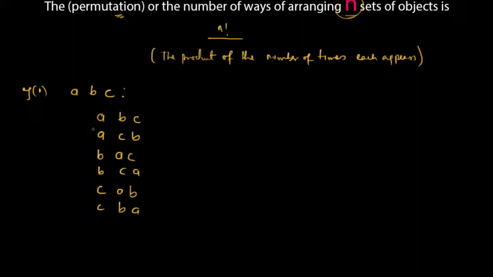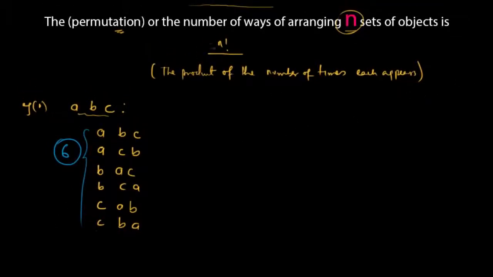So these are the total number of ways of arranging the letters A, B, and C. And when you count them, you have 1, 2, 3, 4, 5, 6. So the number of ways, or the permutation of A, B, C, is 6, based on the number of things we have here. But considering the formula we wrote here, in A, B, C, A appears only one time, B appears one time, and C also appears one time.